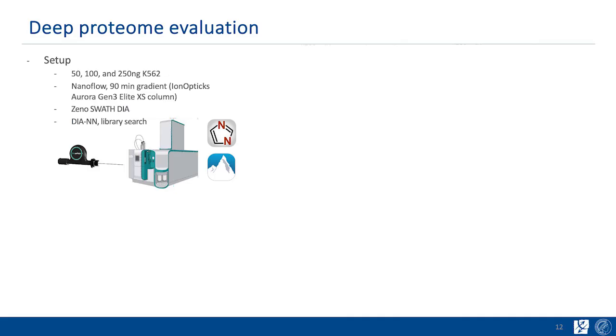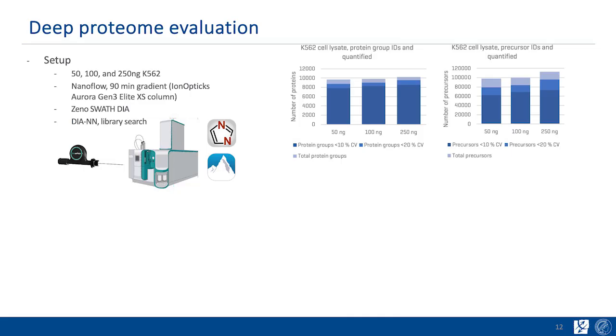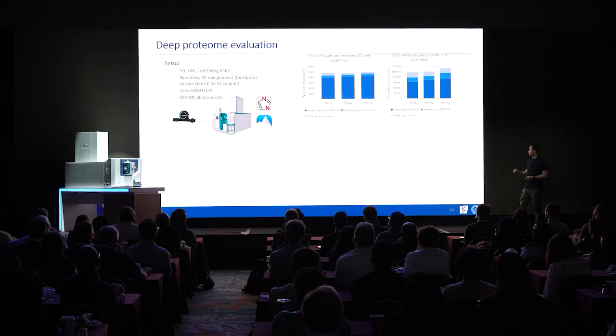For this we went a bit longer in gradient time to really push it to the maximum, or rather to see what kind of the limit of the instrument is. So in a 90-minute gradient with 50 nanograms, you get almost 10,000 protein groups, and if you go up to 250 nanograms, you easily can exceed it, and you get a really nice number of precursors as well.